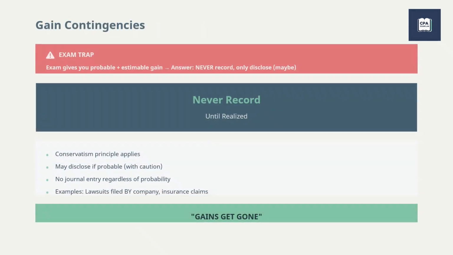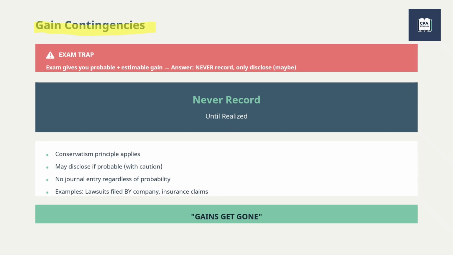But gain contingencies. The exam loves to set a trap for the candidates, and here is the rule for gain contingencies. You never record it until realized. Why is that? Conservatism. We are conservative about recognizing gains, but not about recognizing losses. We might disclose a gain contingency in the footnotes if it's probable, but we never record it.